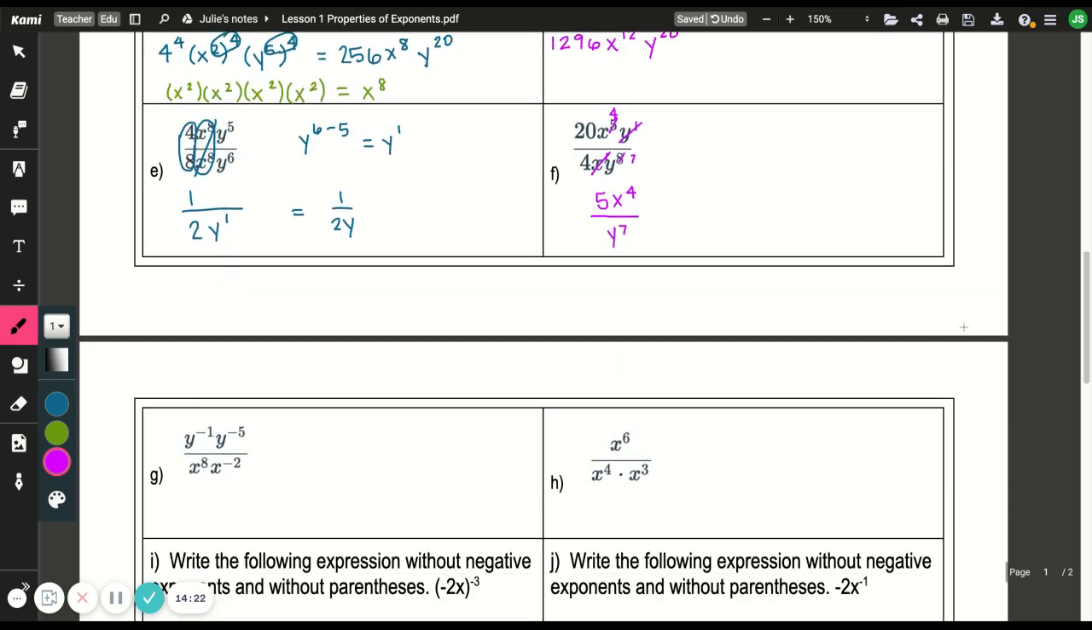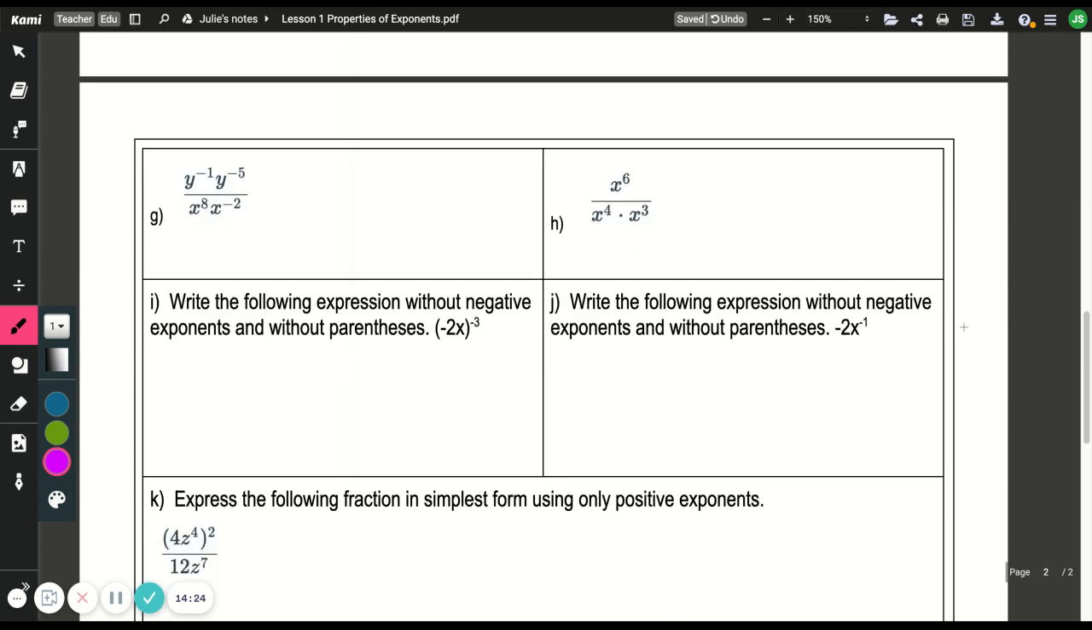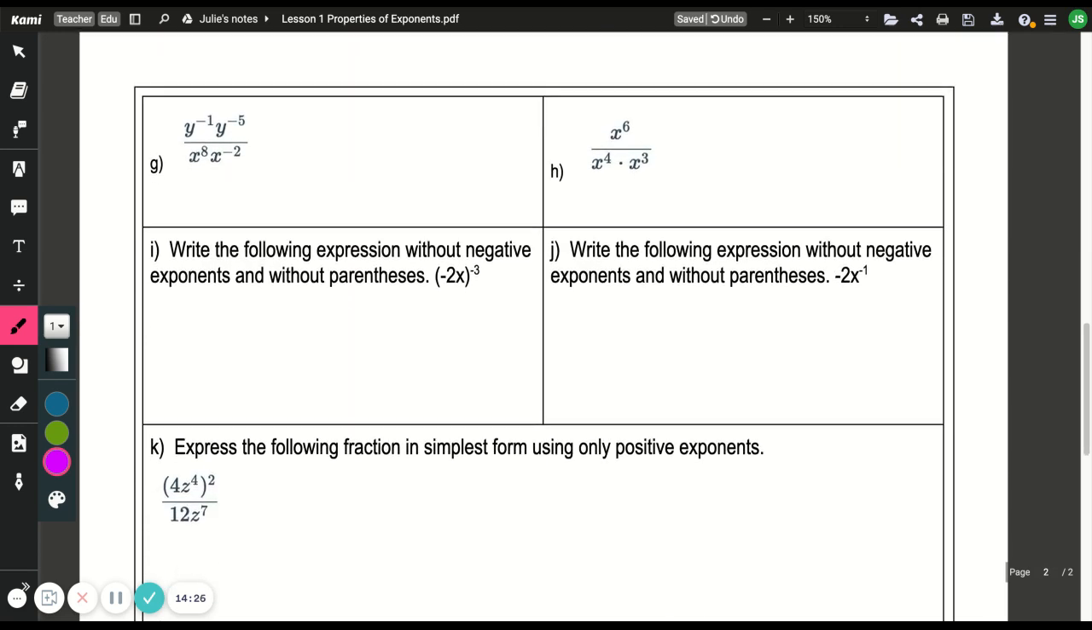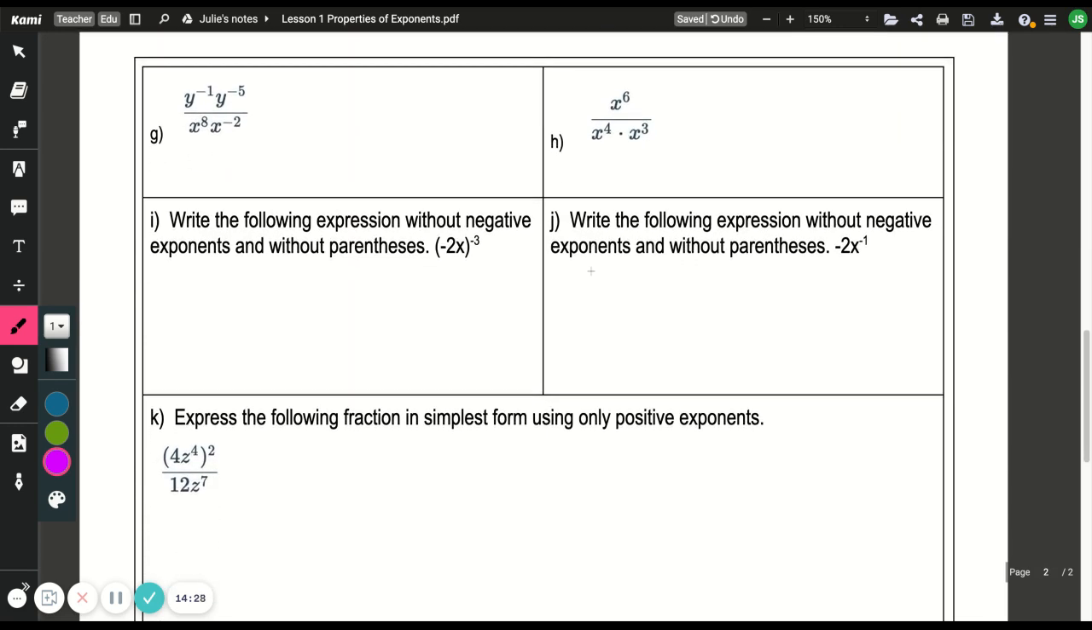How you doing? Pause and take a break if you need a little break. Okay, we're on the last page, the home stretch. These two we're simplifying. We're adding in not only fractions now, but some negative exponents.